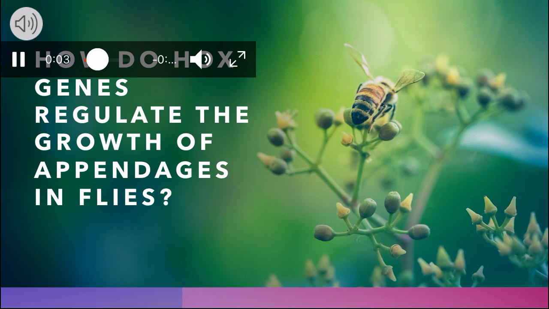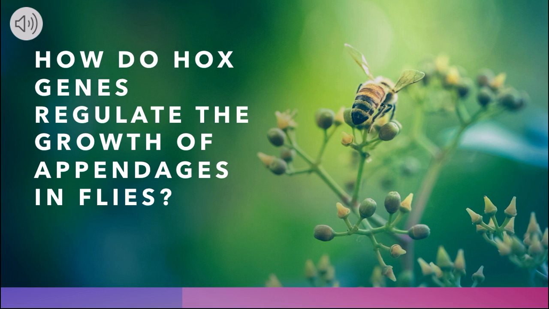How do Hox genes regulate the growth of appendages in flies? Hox genes in insects specify which appendage forms on a segment, for example, legs, antennae, and wings. In segmented animals, Hox genes specify segmental or positional identity, but do not form the actual segment themselves, seeing how the protein product of each Hox gene is a transcription factor.